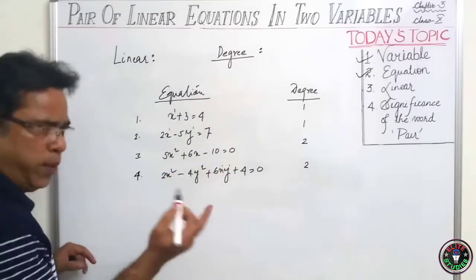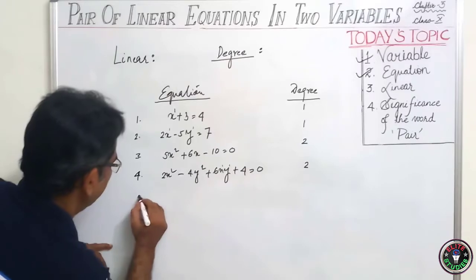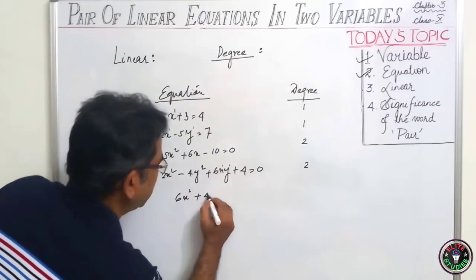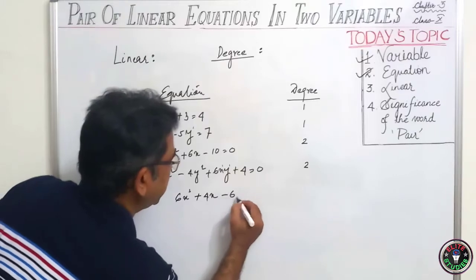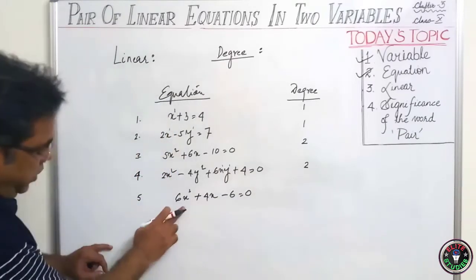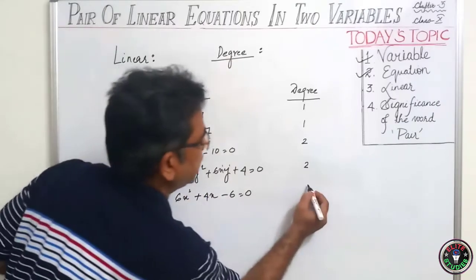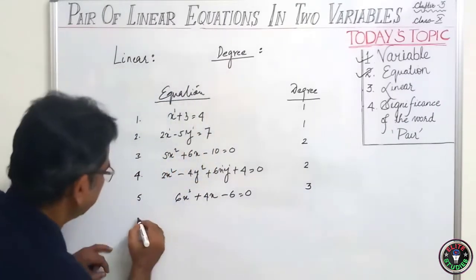Therefore, the degree of the equation will be 2. Similarly, we can have a cubic equation also. If I write 6x cube plus 4x minus 6 is equal to 0, here the greatest power is 3. So here the degree is 3.